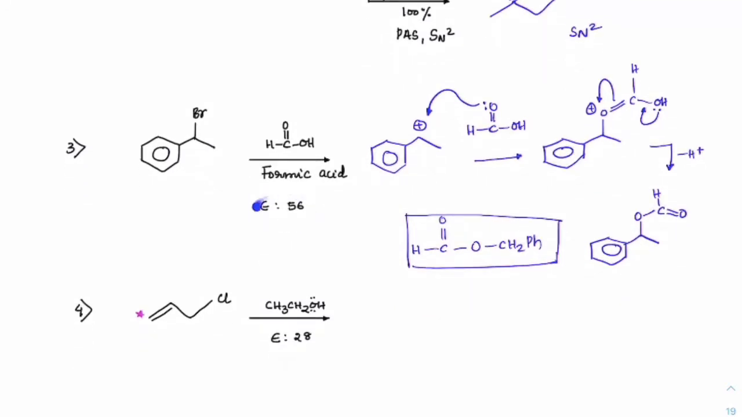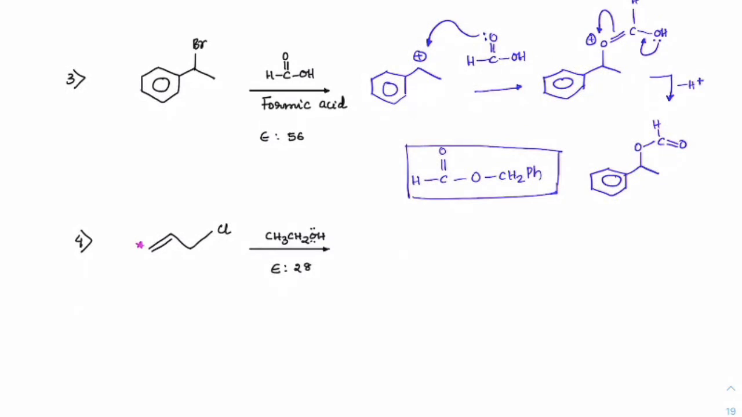This epsilon is the dielectric constant. Formic acid has quite a high dielectric constant. Next, see this reaction now.